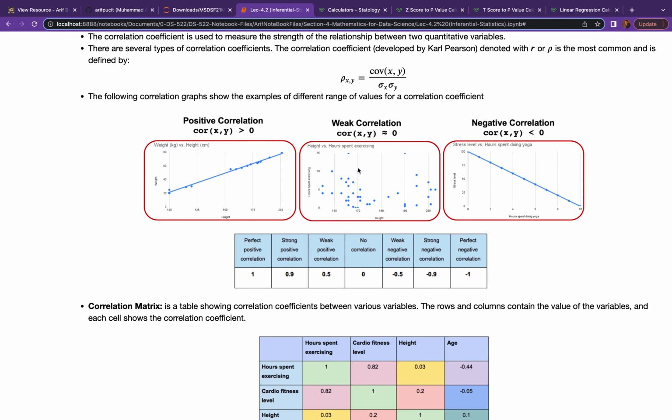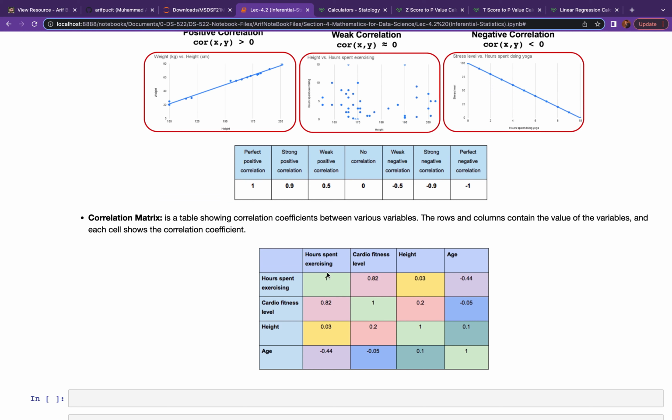Like the covariance matrix, we have the correlation matrix. This tells us both the direction as well as the magnitude of the linear relationship between two variables. And this colorful table is an example of a 4 by 4 correlation matrix between four variables: age, height, cardio fitness level, and hours spent exercising. You can note the positive as well as the negative correlation.